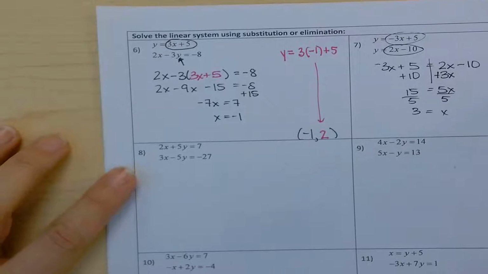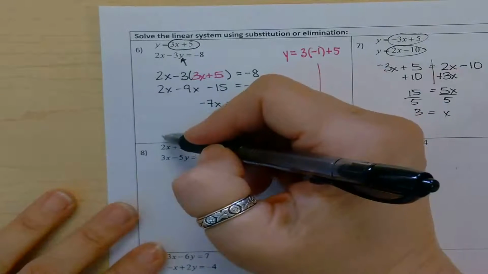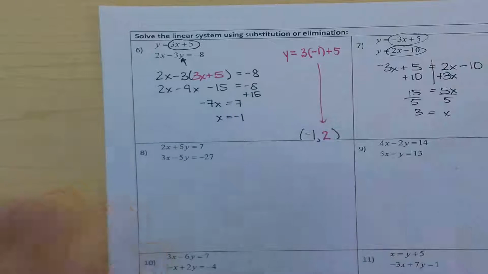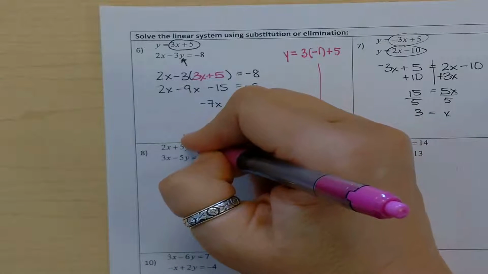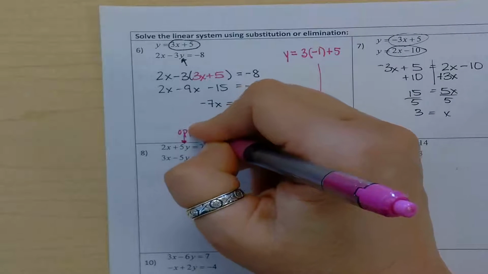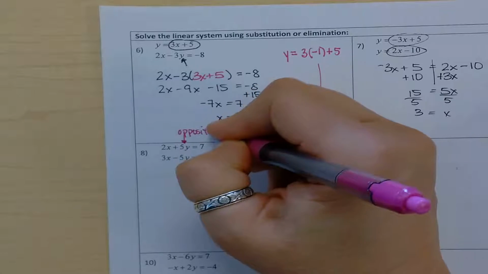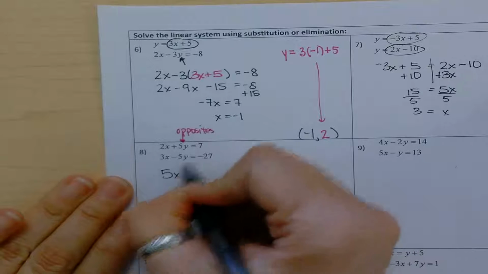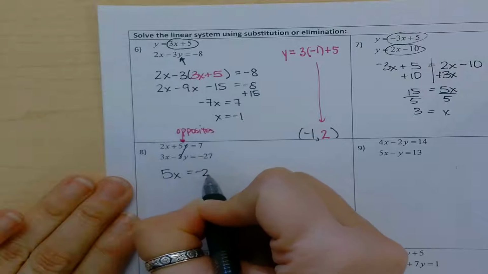Number 8, I'm not going to use substitution. I'm going to use elimination. In elimination, all the x's and all the y's and all the equal signs and all the numbers are all lined up. And what you really want with elimination is opposites. And I actually have opposites right here. Those are opposites, and that means they cancel. So when I add these together, I get 5x, and those cancel, and I get equals negative 20.